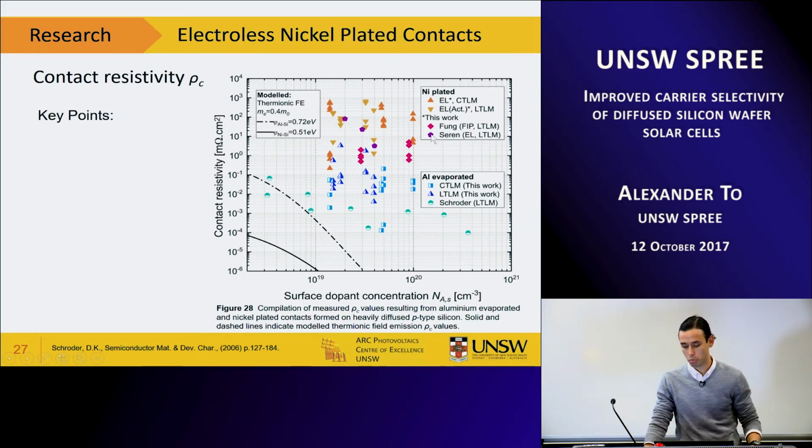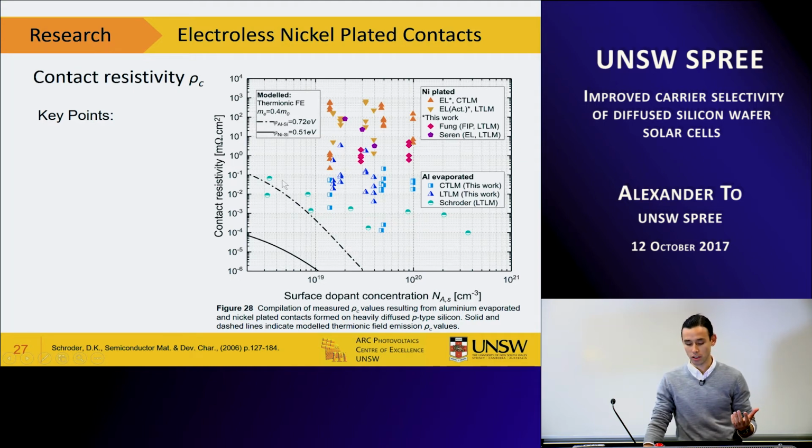The purple and pink are the other published values of plated nickel contacts onto P+ silicon. There's some Al evaporated work that I did relative to some published values of Schroder. These are basically chosen because they're commonly cited. And here are the simulated curves of the theoretical contact resistivity for a thermionic field emission process. So that's the theoretical limit of how low you should go.